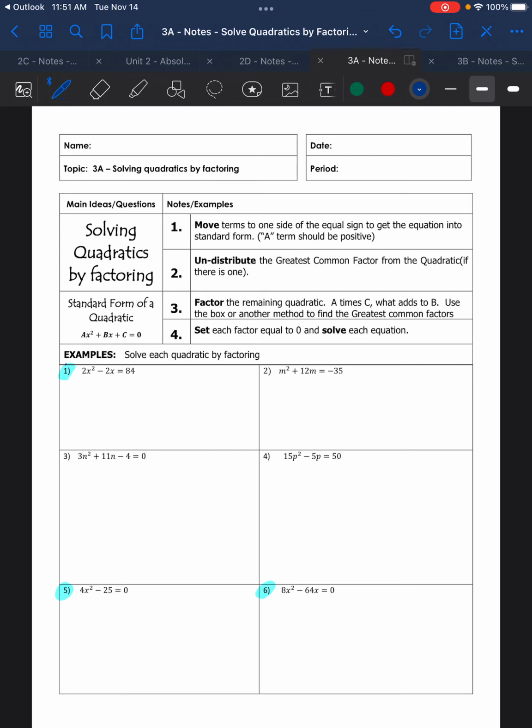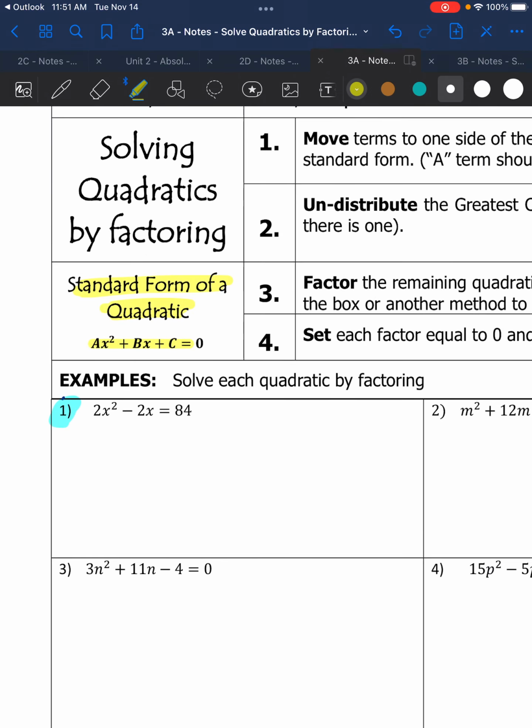All right, so this is 3A, solving quadratics by factoring. To do this, we need to make sure we know what the standard form of a quadratic is. The standard form is ax squared plus bx plus c, and that's going to equal 0. So really we need to get all of our like terms together, get our a, b, and c terms on one side, and make the equation equal 0.